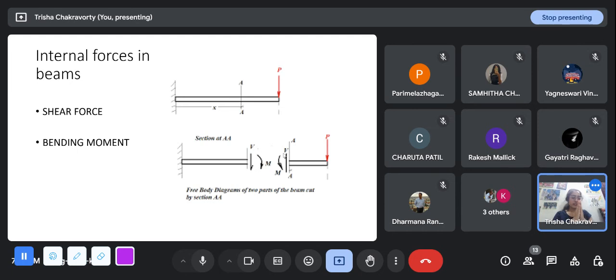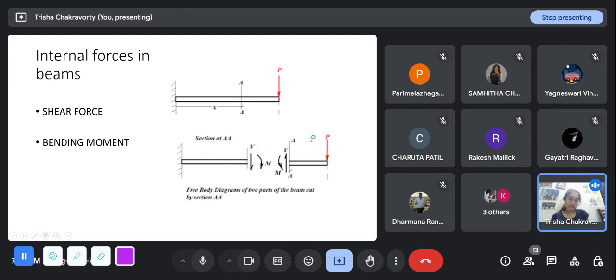If we are imagining this is a section, I've just split it. There will be one shear force here, one shear force here, and they will be in opposite directions, balancing each other out. And similarly, the bending moment also will be a pair of moments in opposite directions, opposite senses. So the left surface has shown a clockwise moment, and on the right we have shown an anti-clockwise moment, and the magnitudes are the same.